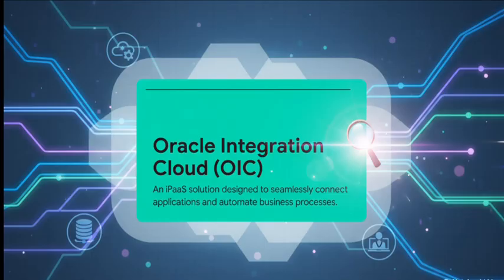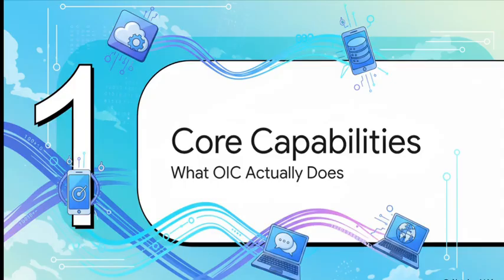Oracle Integration Cloud, or OIC for short, basically acts as a universal translator for all those different applications. It's what the tech world calls an integration platform as a service, or iPaaS. And its entire reason for existing is to get your apps talking and to automate all that crucial work that flows between them. Okay, so what can you actually do with this thing?